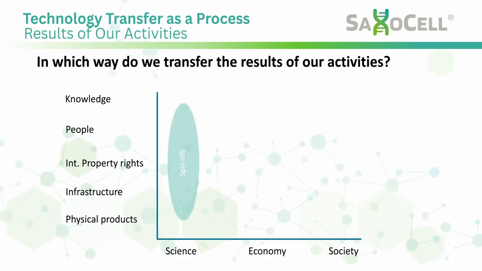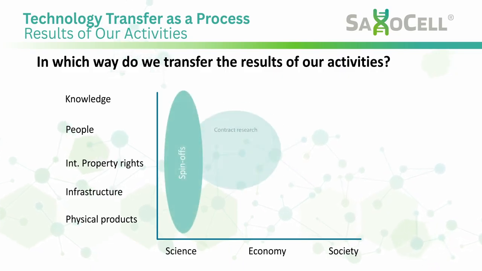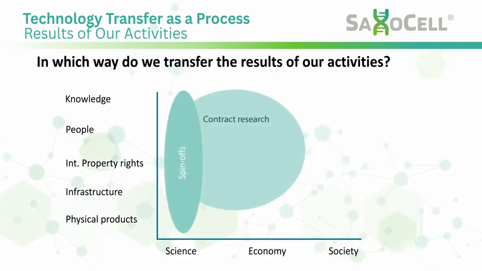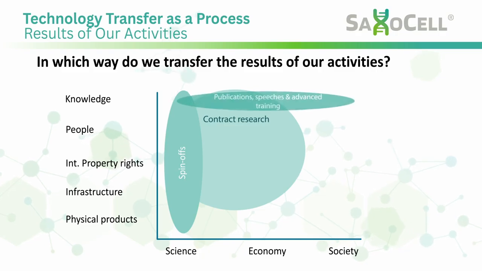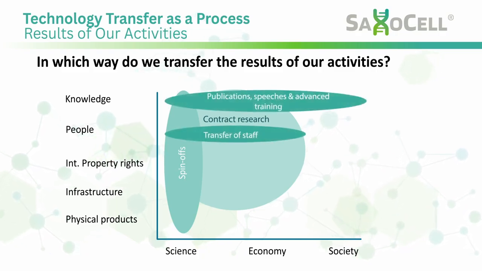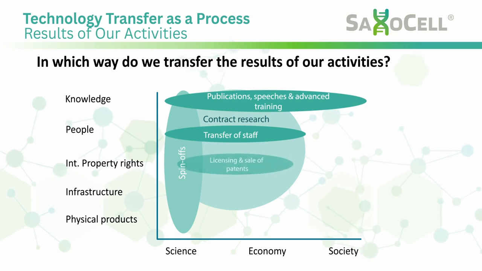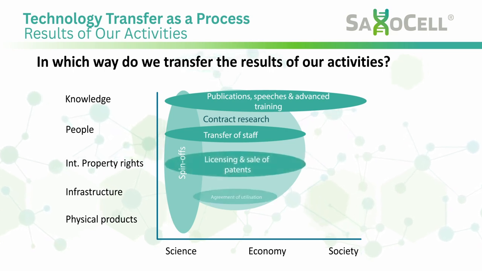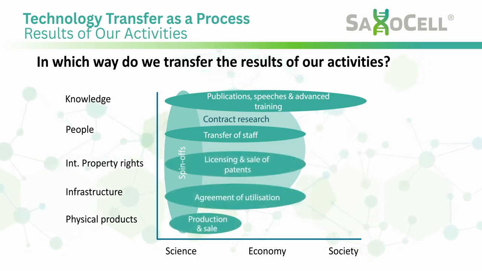Spin-offs are particularly important economically. Contract research covers a very broad area, while sharing your knowledge can also have an important impact on our society. Additional transfer options include staff, licenses, and usage agreements. And of course, we must not forget the sale of the physical product.